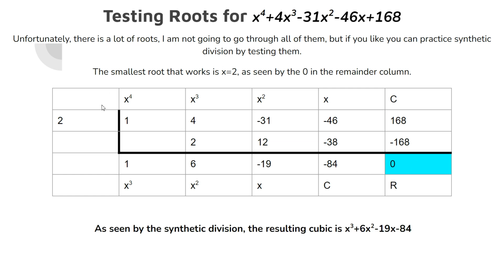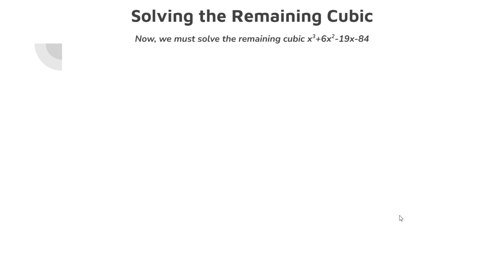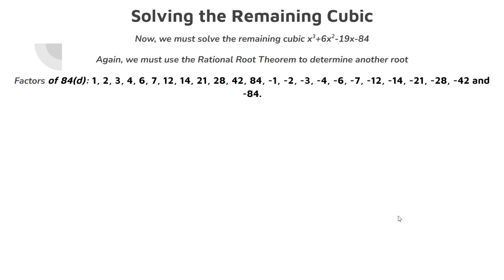means that x equals 2 is a root, x minus 2 is a factor, and the resulting cubic from this, x cubed plus 6x squared minus 19x minus 84, is also a factor. Solving the remaining cubic, we must again use the rational root theorem to determine another root.